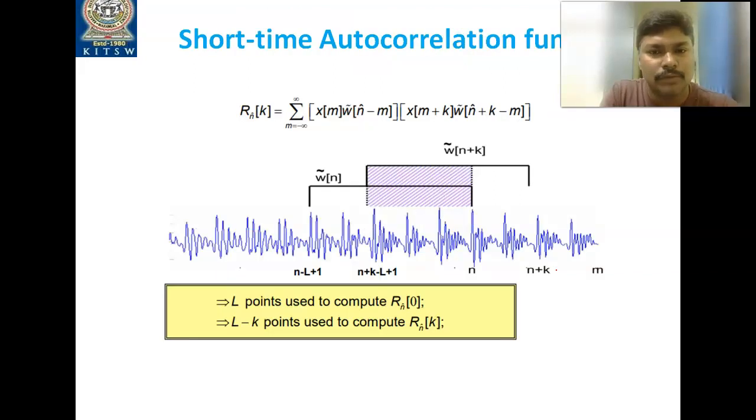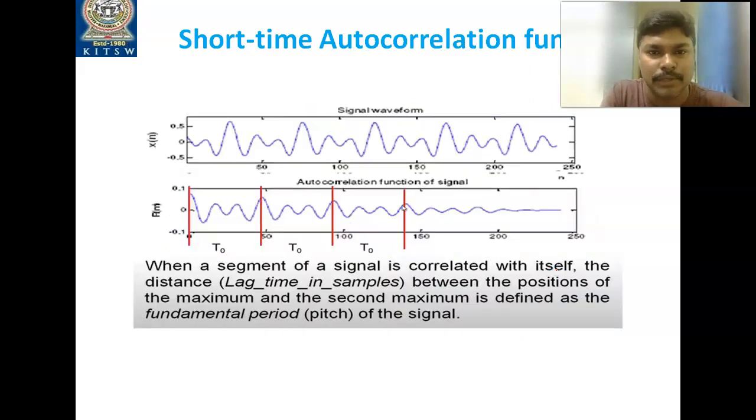And this is the segmentation of the speech. In short-term segmentation we take L points, which are used to compute Rn of 0, and L minus k points, which are used to compute Rn of k. That is the only difference. So this is a short-term autocorrelation function.